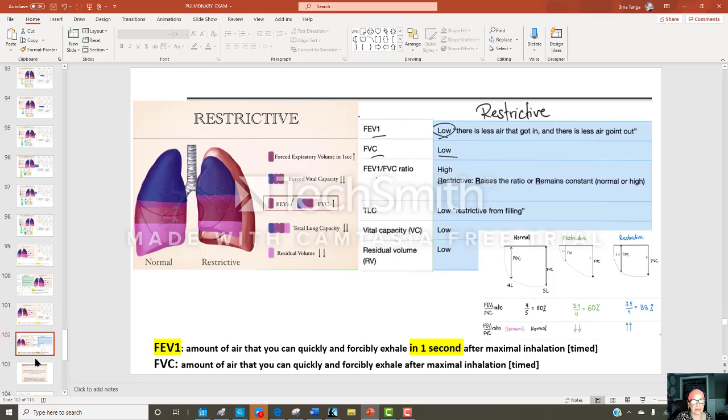And then with the restrictive, the FEV1 is going to be low because less air got in, so less air is going to go out. Your forced vital capacity is going to be low, okay? But so 3.5 over 4 is 88%, so your ratio is going to be high.